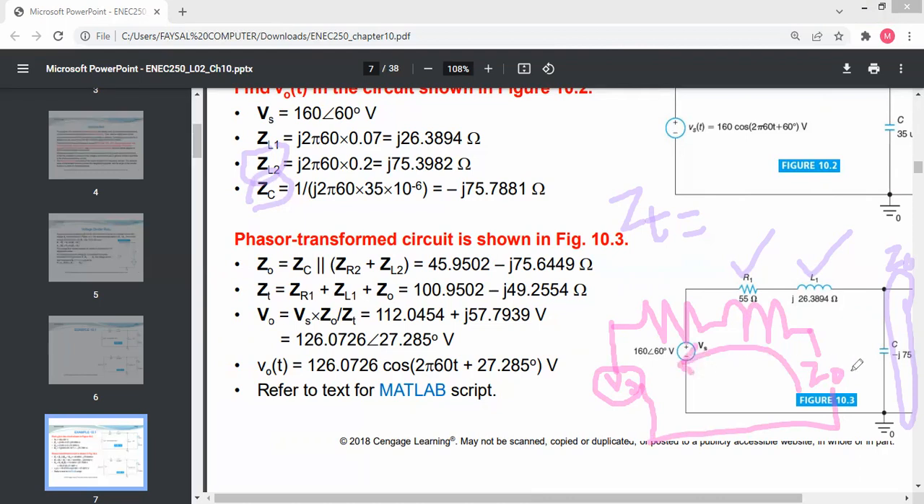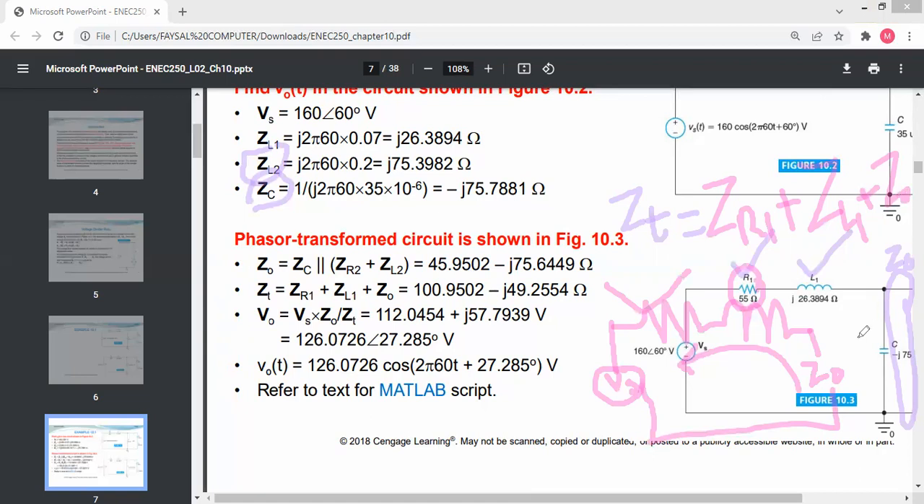So we must add all the parameters. First parameter is this one, the resistor. So for the resistor, it will be ZR. And what is the R? This is R1 here. So ZR1 plus, second one is my inductor, inductor L1. So ZL1 plus Z naught. Okay. Then any confusion? Is it clear? Yes, sir. Okay.